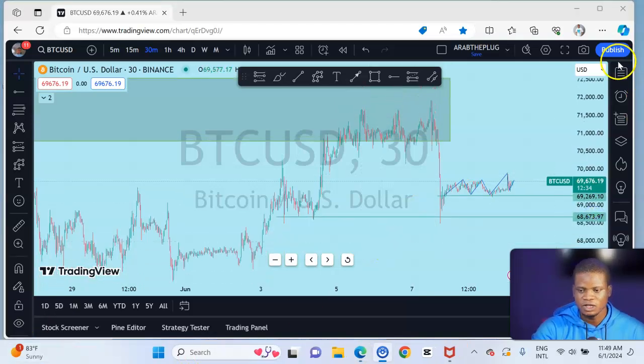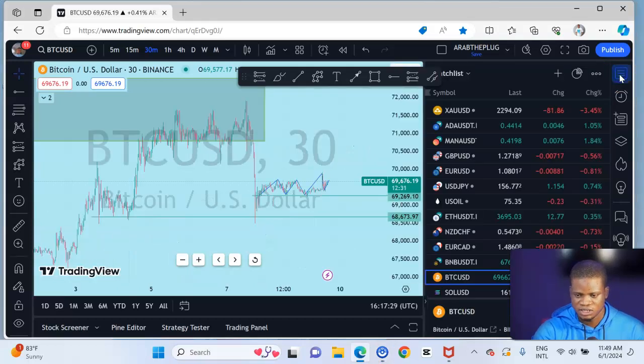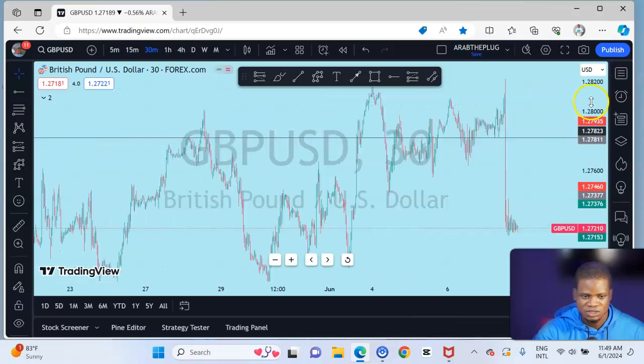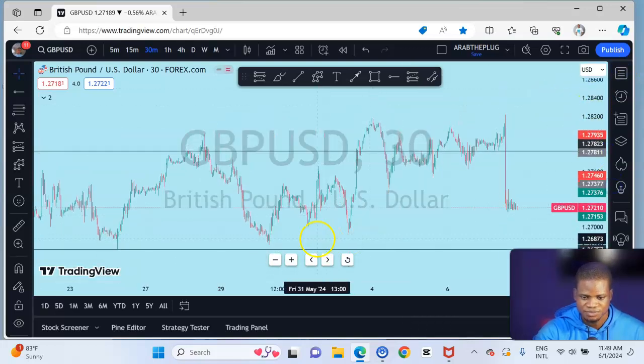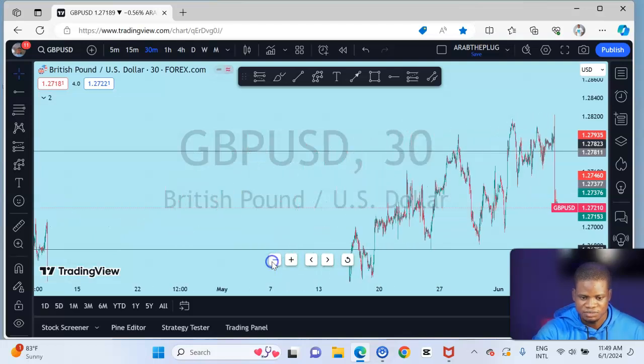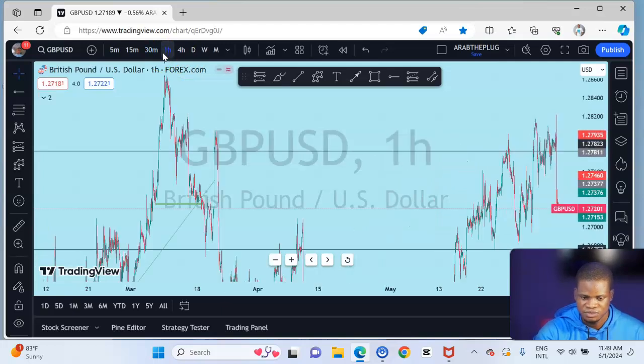So quickly, before I look into how to trade support and resistance, let me switch to some other assets. This is GBP USD on the 30-minute time frame. So let me switch to a little bit higher time frame.